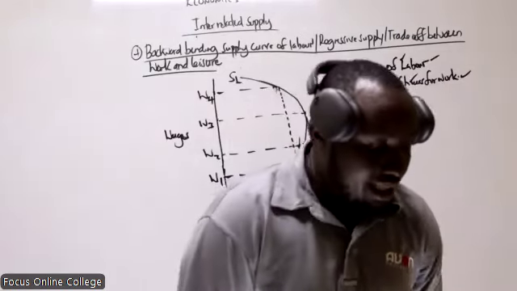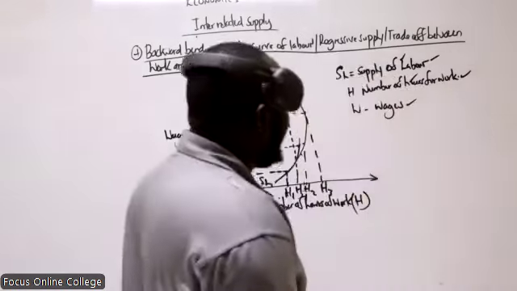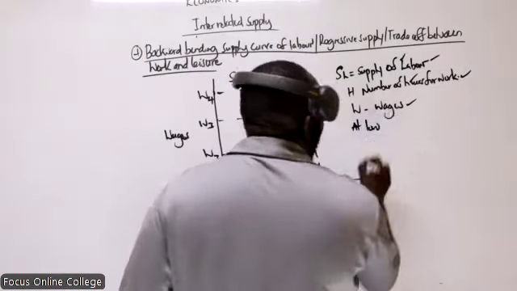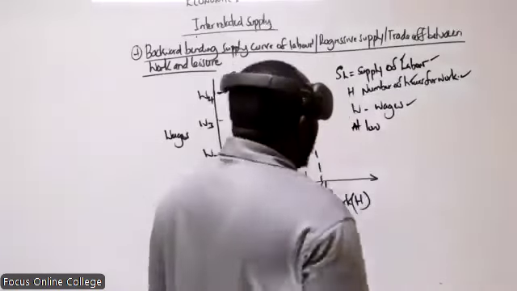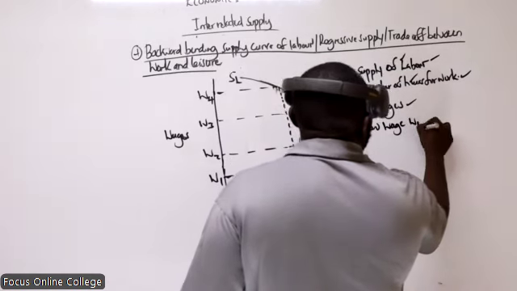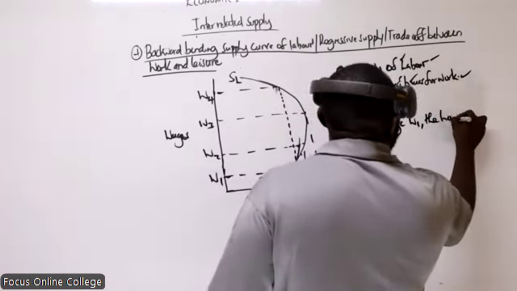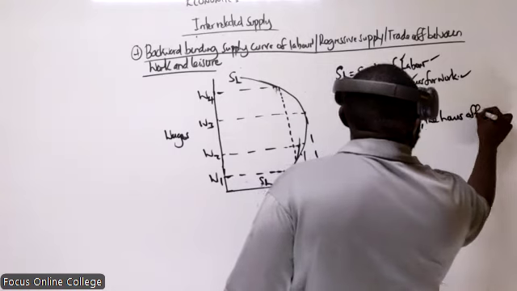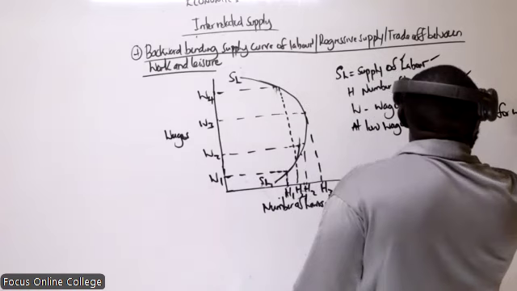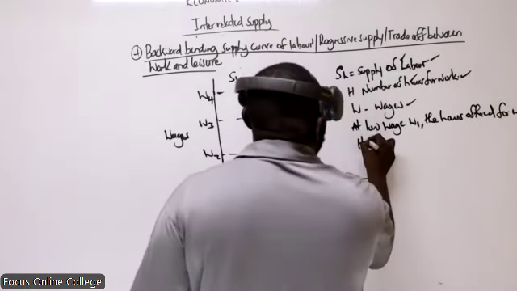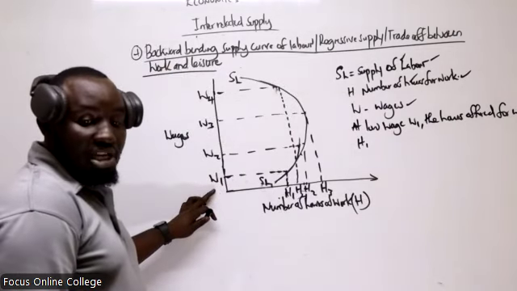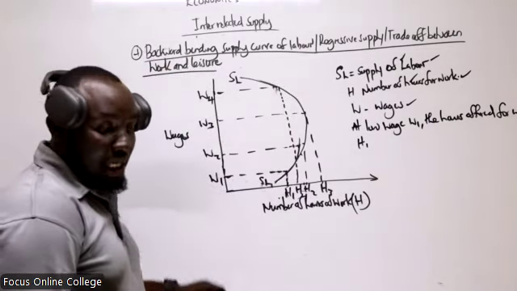Perfect, Abdi Nasir. So we put it down. We say that at a low wage, W1, the hours offered for work is H1. So we can see that at a low wage W1, the number of hours offered for work is H1.